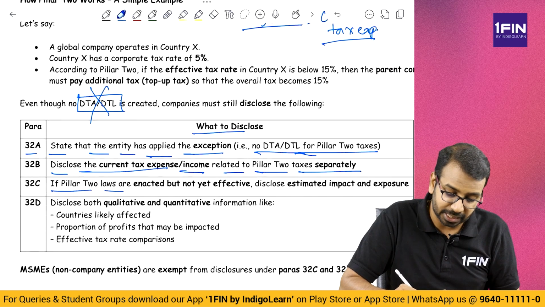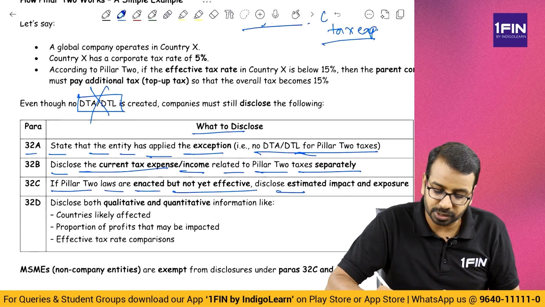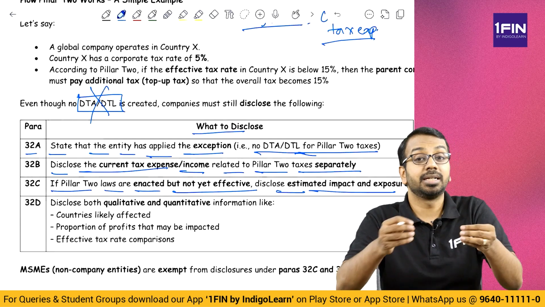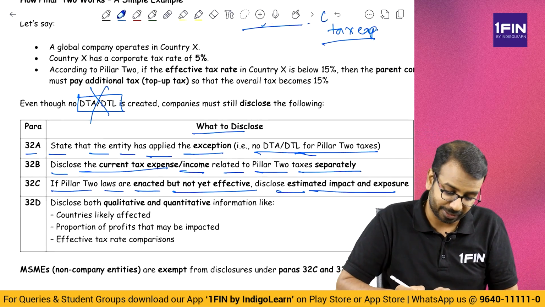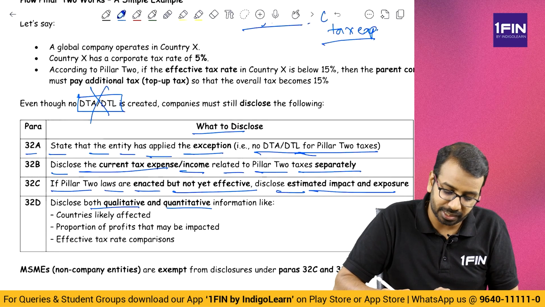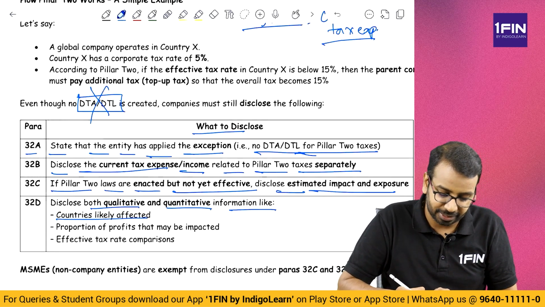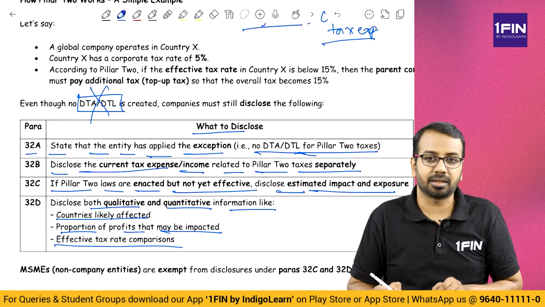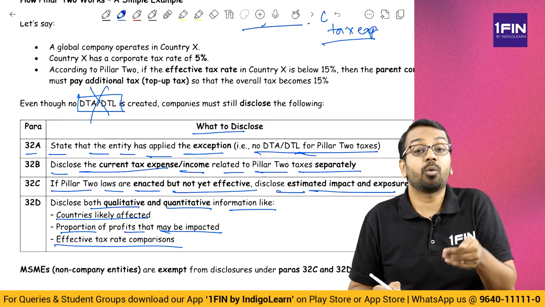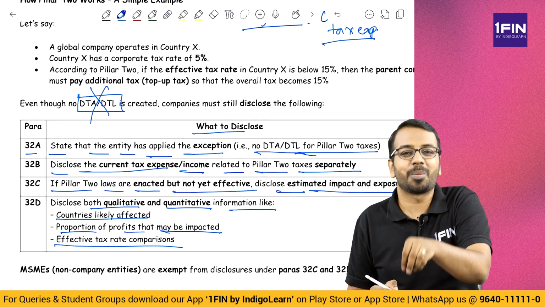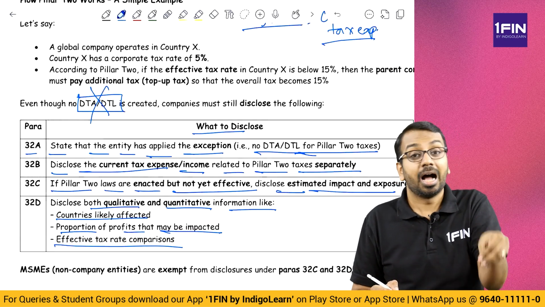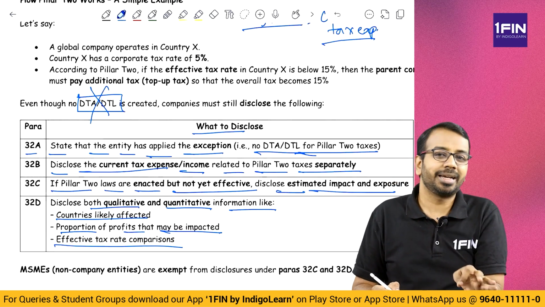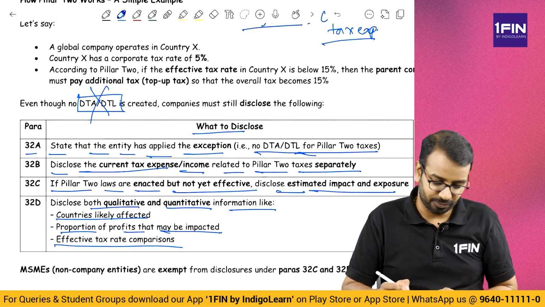If Pillar 2 tax laws are enacted but not yet effective, disclose the estimated impact and exposure. Means the law is enacted but it is not yet effective, disclose what is the estimated impact. And disclose both qualitative and quantitative information like countries affected, proportion of profits that may be impacted, effective tax rate comparisons, etc. Which all countries we have operations in, where we are getting affected, how much tax we may have to pay, how much percentage of profit will be impacted. Those quantitative and qualitative disclosures have to be given.